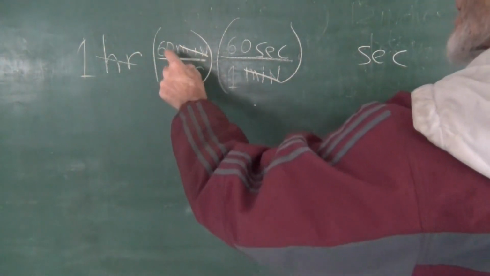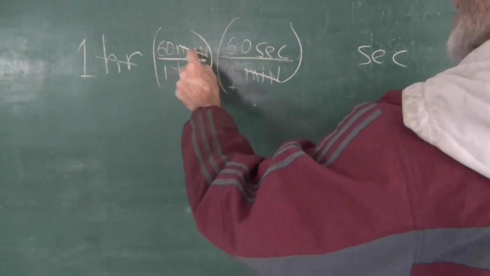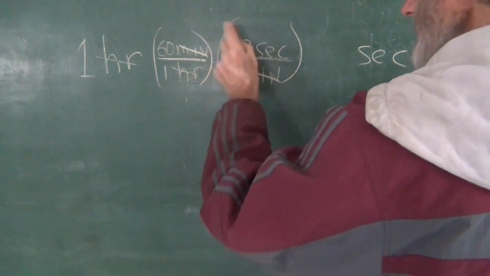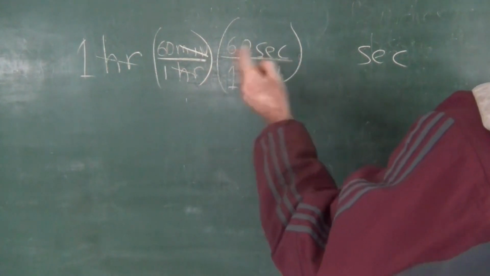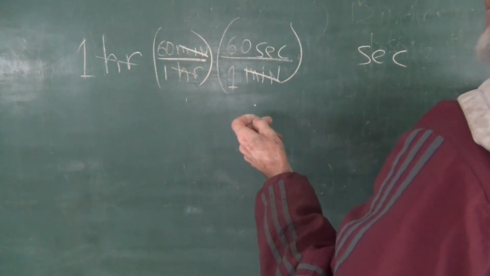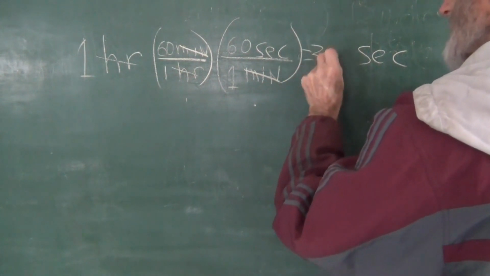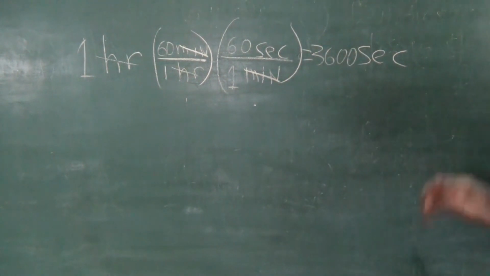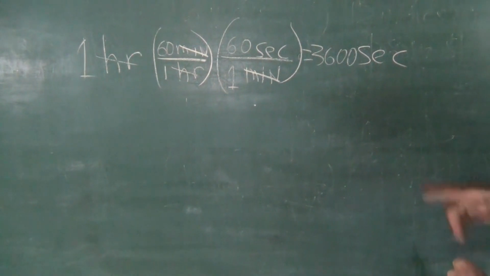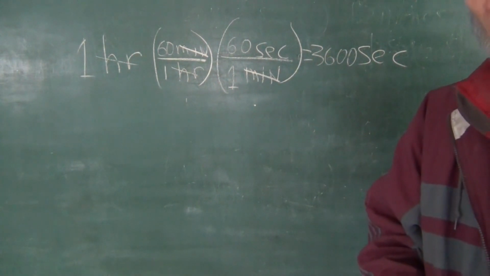So now we have 60 minutes times 60 seconds, but divided by blah, blah, blah, blah. So 60 times 60 equals, well, 6 times 6 is 36. And then there's 2 more zeros there. So there's 32,600 seconds in 1 hour.